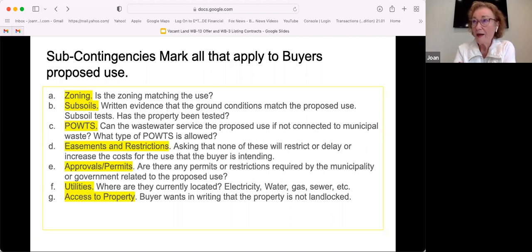So we're talking about mound systems or septic systems or holding tanks or whatever, but you have to, as the buyer's agent, make sure that your buyer is aware of what the POWTS service will be. And POWTS stands for proposed, what is it?